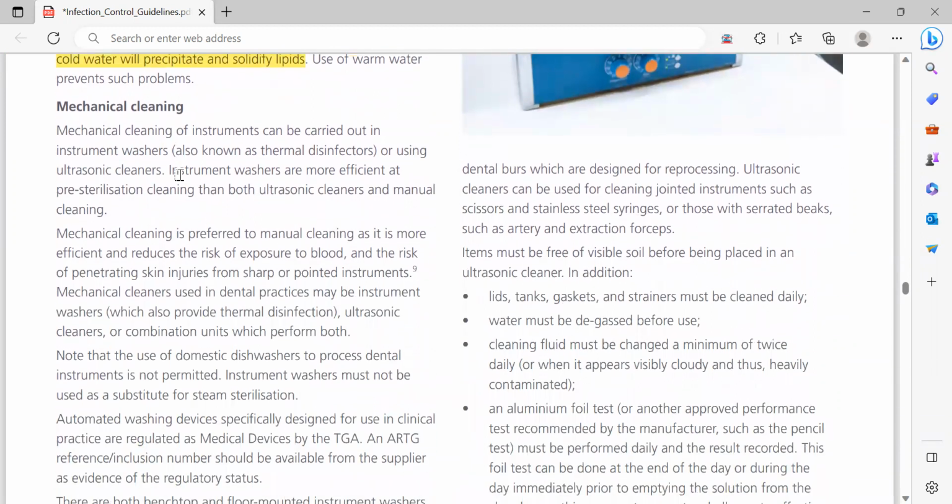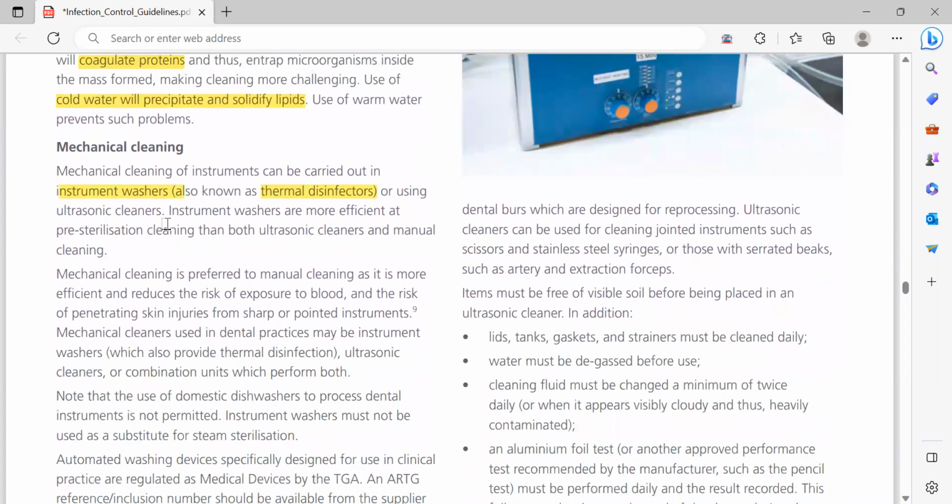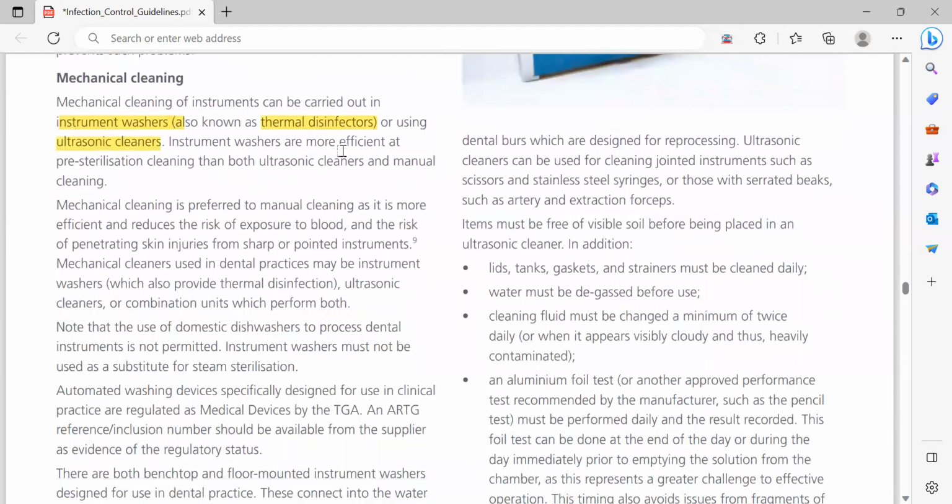Then the mechanical cleaning step. Mechanical cleaning of instruments can be carried out either in the instrument washer, also known as thermal disinfector, or using an ultrasonic cleaner. So there are two ways you can do the mechanical cleaning. Instrument washers are more efficient at pre-sterilization cleaning than both the ultrasonic and the manual cleaning. So the instrument washers are better than both of these.